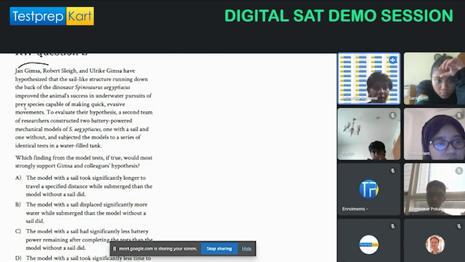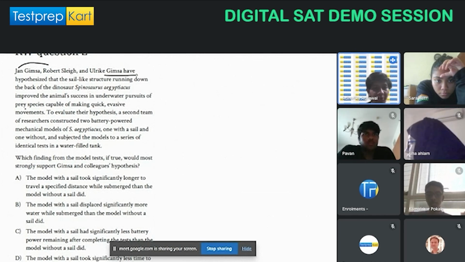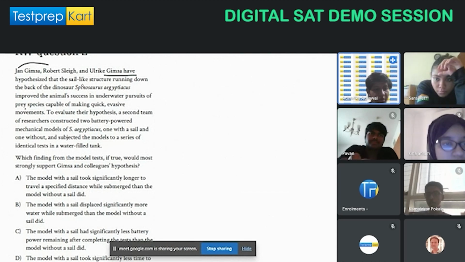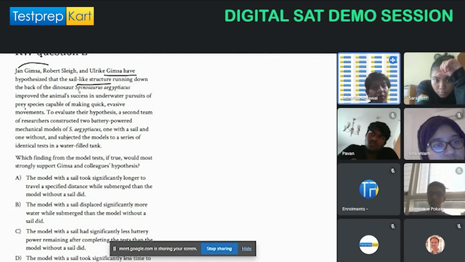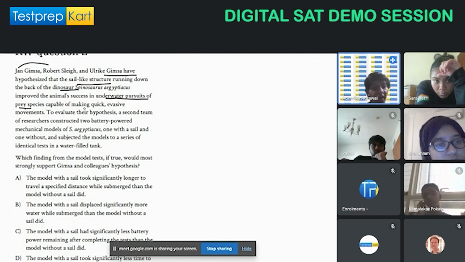So these three people hypothesized, you all know the meaning of hypothesis, right? Yeah. They hypothesized that a sail-like structure, what is the sail-like structure? The sail-like structure is running down the back of the dinosaur, whose name is this, and that has improved the animal's success. Success in what? When they were in underwater pursuit of prey, because the sail makes them quick and it helps them to make evasive movements.